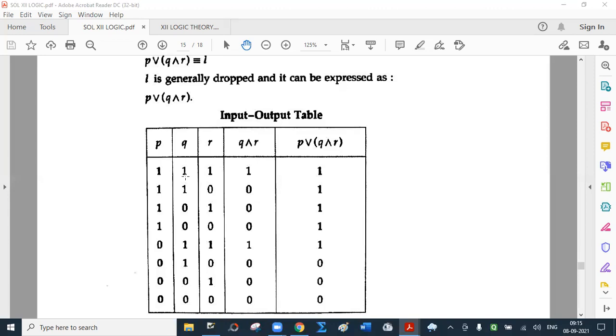Q and R. This is basically conjunction. 1 and 1 is 1. Otherwise 0. Here also 1 and 1. So 1. And then it's disjunction with P. Now use common sense. Basically it is disjunction. First 4 entries are 1. So write 1 directly. Now the remaining 4 entries are 0. So don't write 0 directly because this is disjunction. At least one of the two should be true. So see the column Q and R, 1 0 0 0. So this is how you have to construct the input-output table.